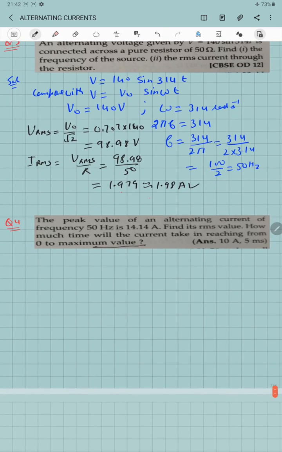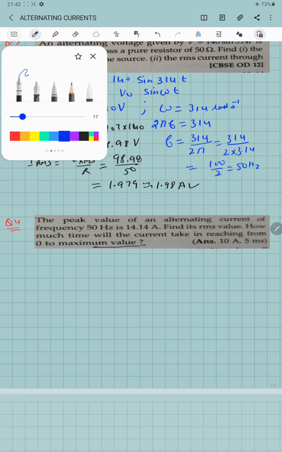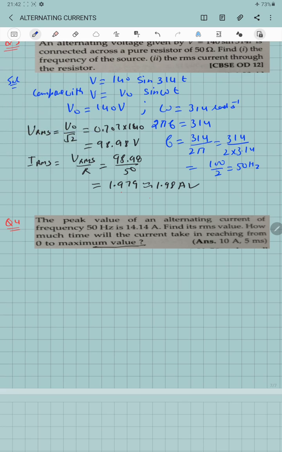Our last question. The peak value of alternating current of frequency 50 Hz is 14.14 ampere. Find its RMS value. How much time will the current take in reaching from 0 to the maximum value?